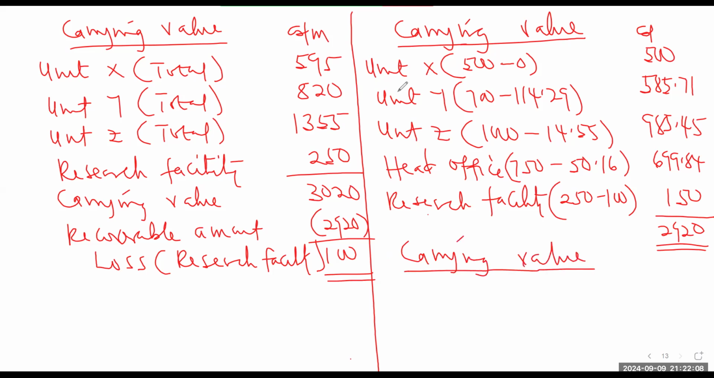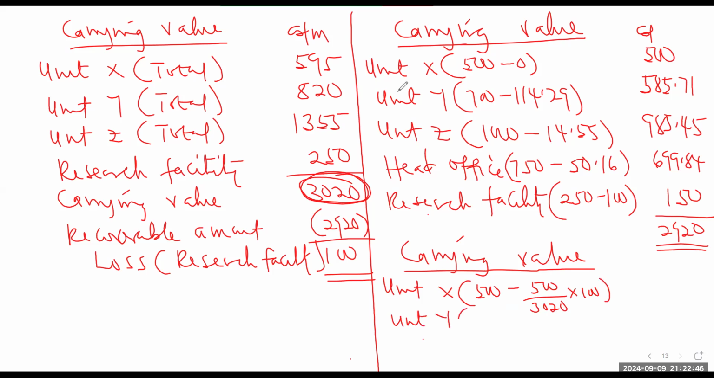Okay, what we have now is that the unit X carrying value will now be determined like this. It will be 500 divided by 3020. You can see the total value before the impairment is 3020. Is that correct? Yes. Okay. Multiply by 100. So let me do the 500 first. The 500 first minus that one. So 500 minus 500 over 3020 multiplied by 100.